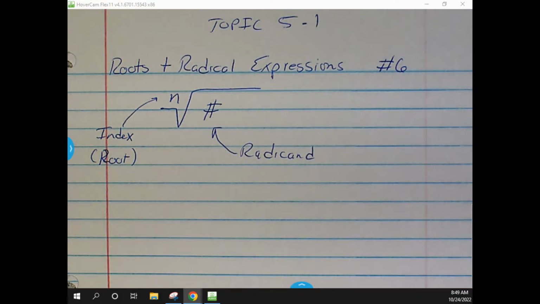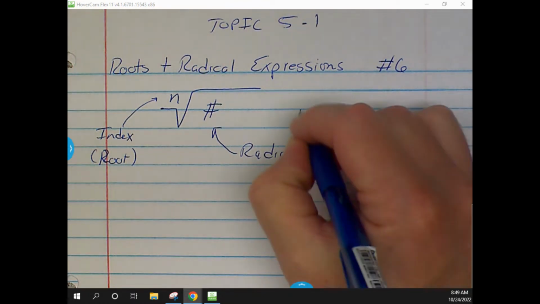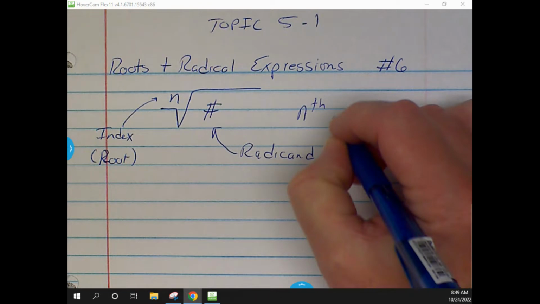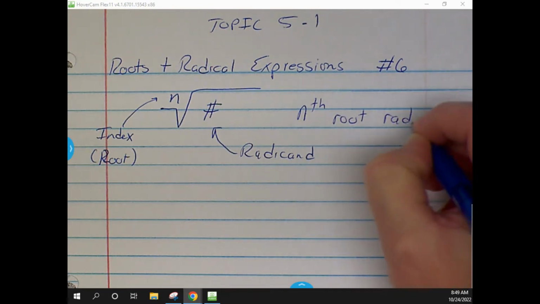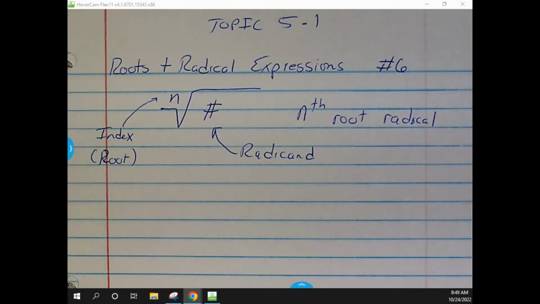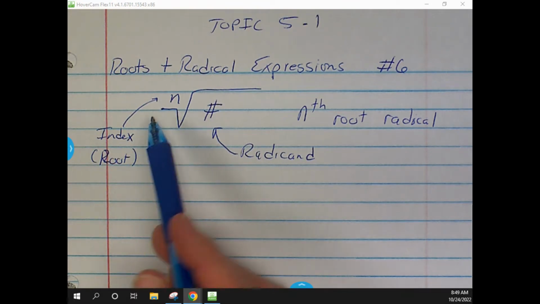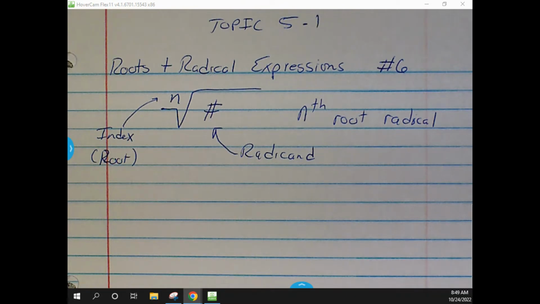And the big thing that we'll do is that we have to talk about the root or the index and the radicand, so we've got to be able to know what it is when we're talking about the different things there. That will change, from second to third to fourth to fifth, that kind of thing. So for this one, we're going to call this an nth root radical. And again, n is just a variable. So this could be a square root, third root, fourth root, fifth root, any root number that we want outside there.